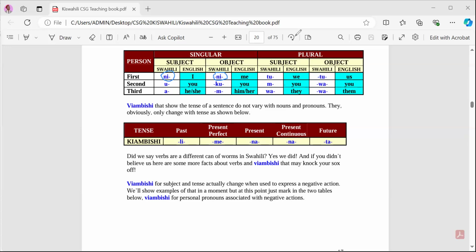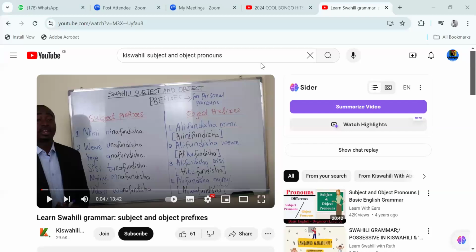That is basically what has been referred to in this video here, where the ni has been used in the object, and it's the same ni that has been used in the subject here. Are we together up to that point? Yeah. And let's go to the second point.